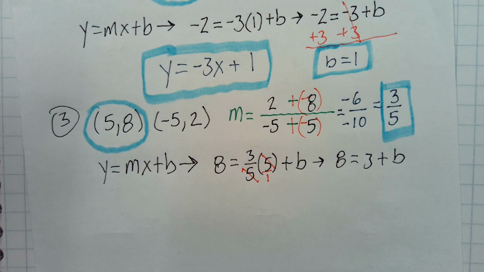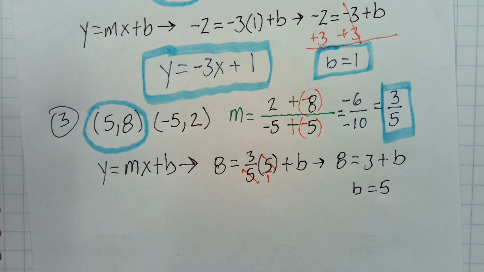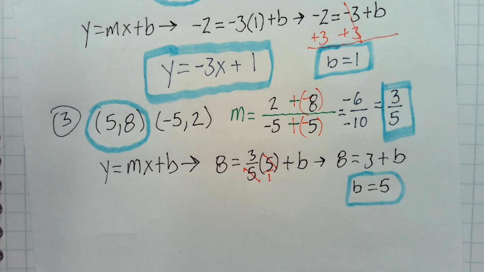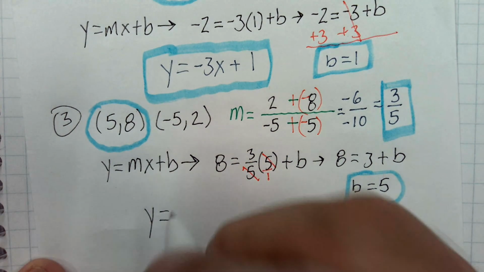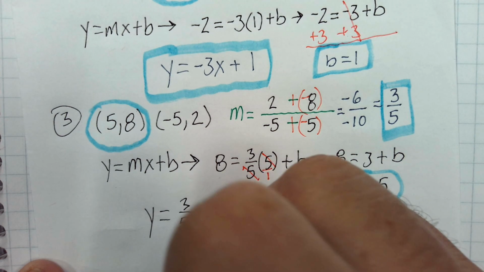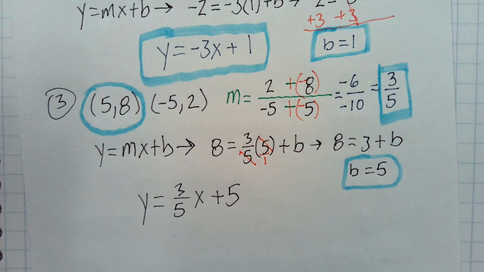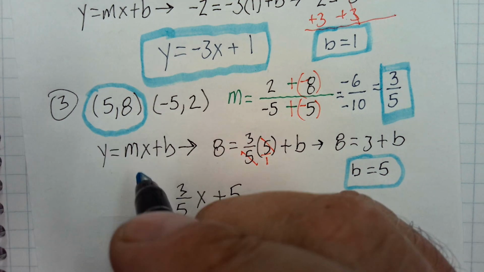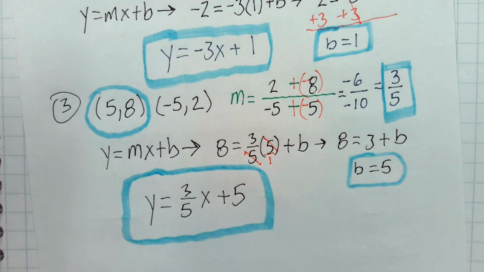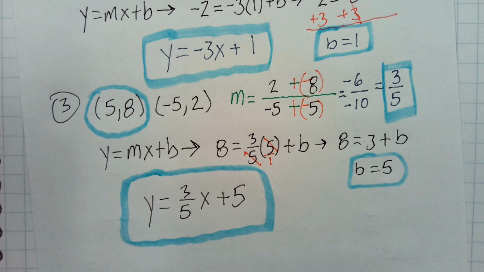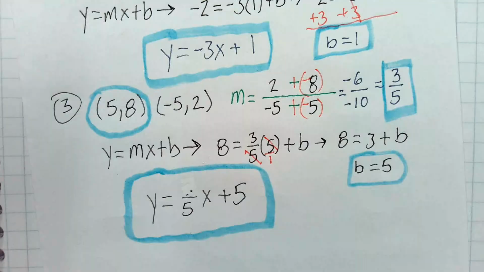What does b have to be? So I got my b value. Let's write the equation. Y equals 3/5 x plus 5. That's an ugly 3. That looks like a sideways M. I'm sorry, that's a substandard 3, even for me.